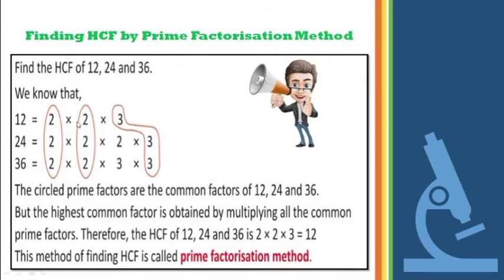Then another two I found common, so again I have circled it. Then I found 3, 3 and 3 as the common one, and I have circled them. So after doing the circling, the highest common factor is obtained by multiplying all the common factors.